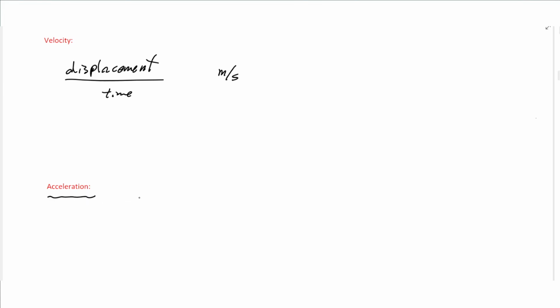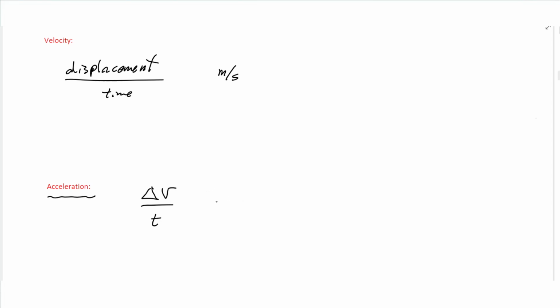Now we come to acceleration. The definition of acceleration is the rate of change of velocity, or change in velocity over time. Also, to define something in paper 4, you must write it in words, not in symbols. If you use symbols, you must mention the symbols. For example, delta V here is the change in velocity, T is the time.